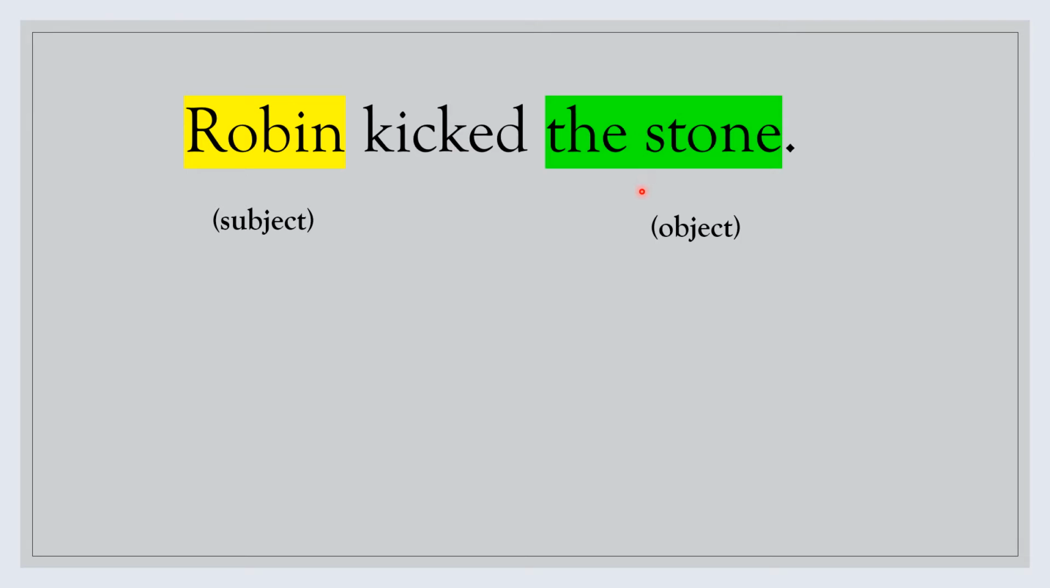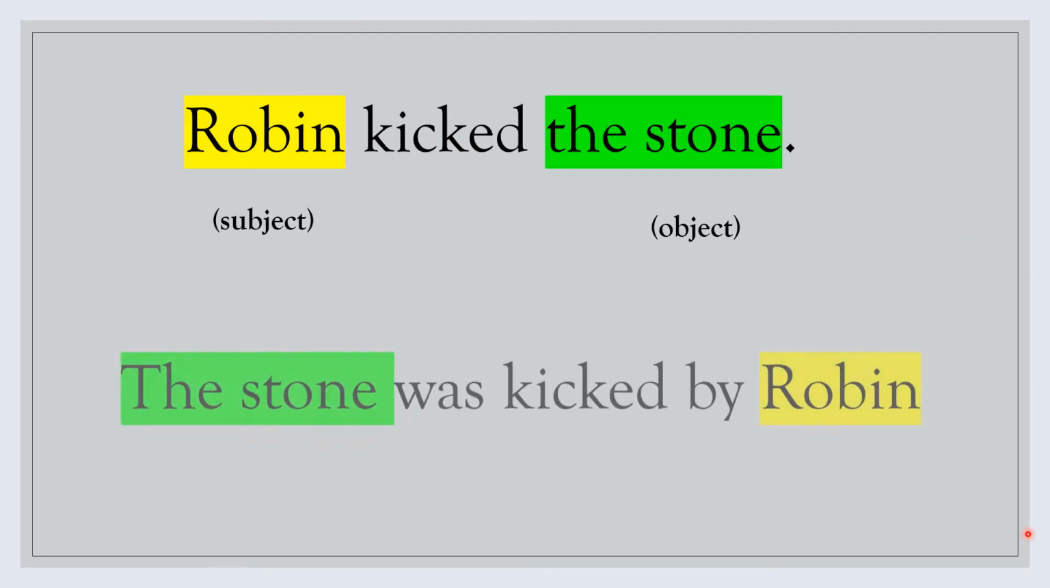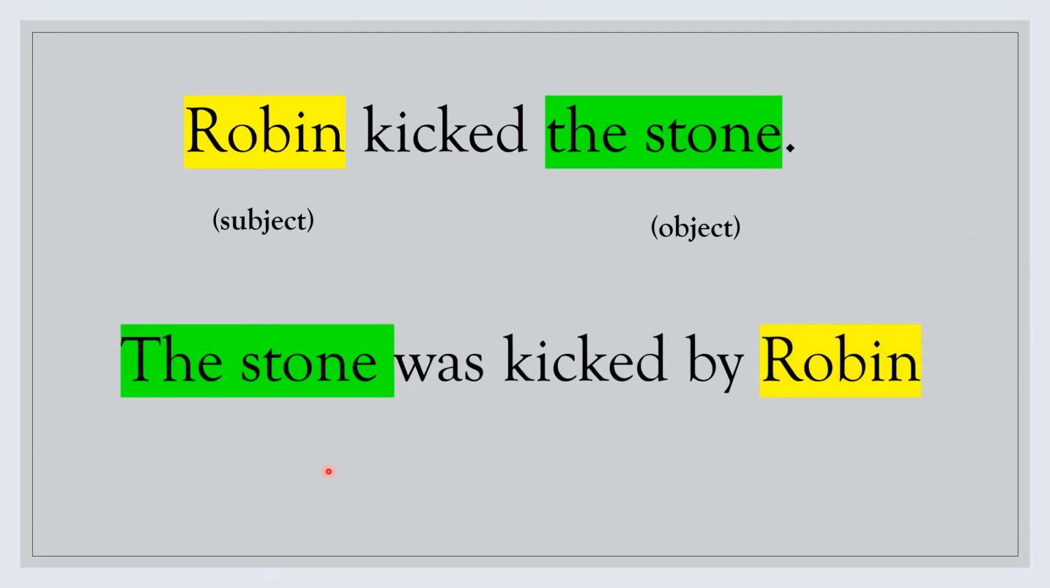So in the active voice, more emphasis is laid on the subject that he is doing that particular action. Here, the action of kicking by the subject is emphasized. Now, if this active voice sentence has to be written in passive voice, what would be the answer? The stone was kicked by Robin.